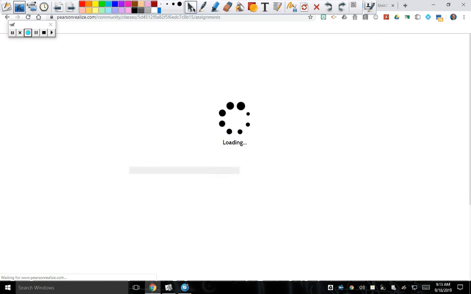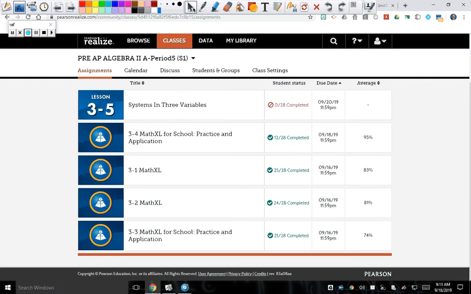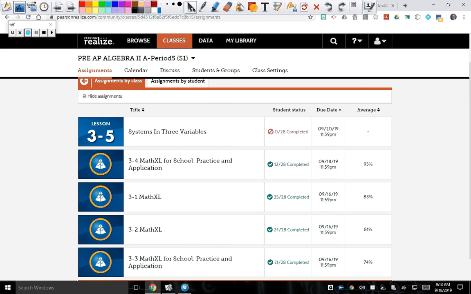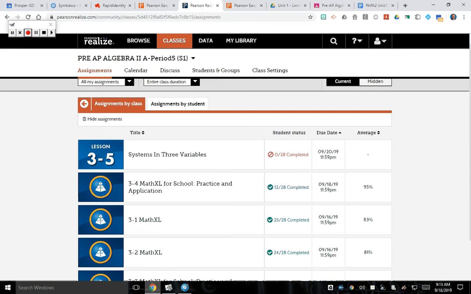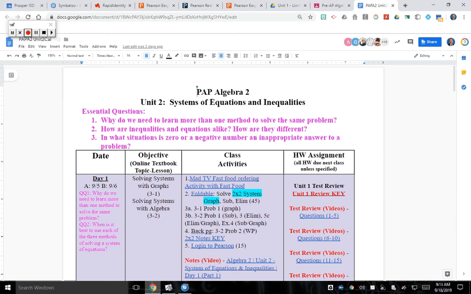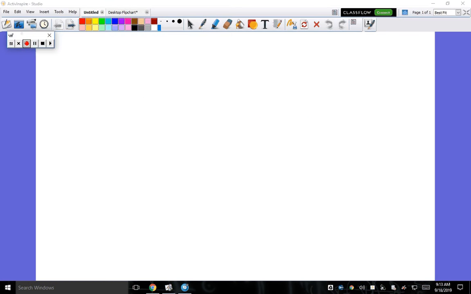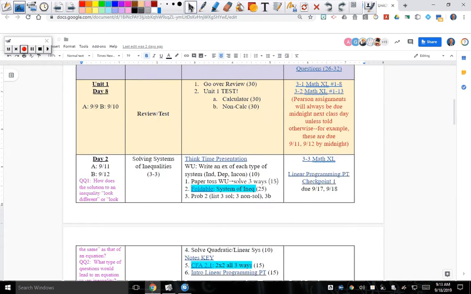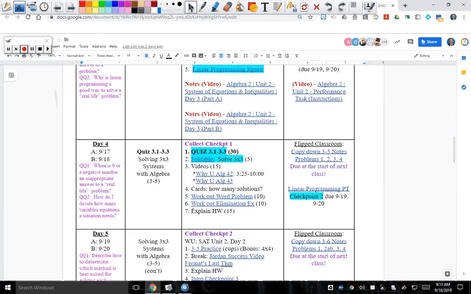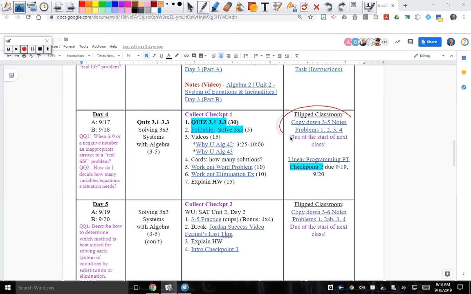so let's go to 5th period. You have an assignment due tonight for 5th period, 3-4, due at 11:59 at night. And this is the other one: Systems in 3 variables, lesson 3-5. If we go to the calendar, that 3-5 is actually going to be right here. Let me show you where it's at. So 3-5 is right here.